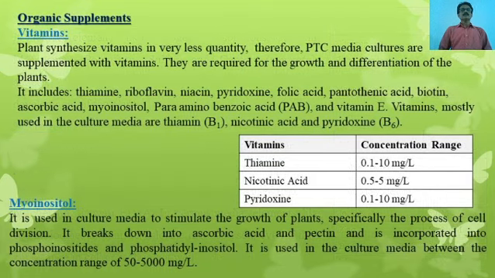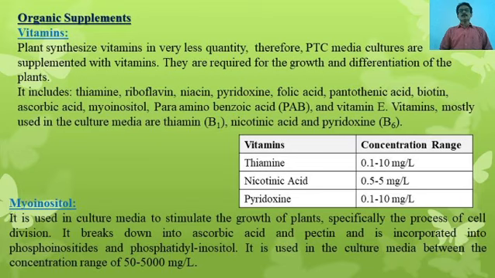Along with that you also have to add organic supplements like vitamins. We know that the plant synthesizes vitamins in very small quantities, therefore we have to add an additional source of vitamins. Generally it includes thiamine, riboflavin, niacin, pyridoxine, folic acid, pantothenic acid, biotin and ascorbic acid. There are a number of vitamins required for that, such as para-aminobenzoic acid and vitamin E. They are generally required for the growth and differentiation of the plant.